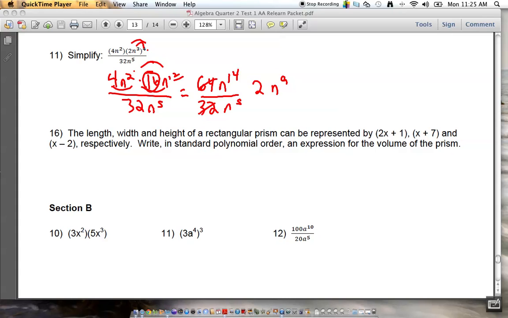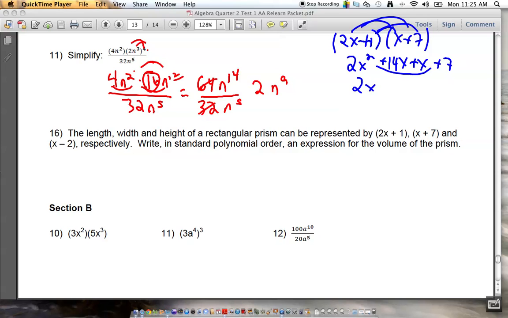Now, next up, number 16, length and width of a rectangle. So I'm just going to, volume is length times width times height. So first I'm going to do 2x plus 1 times x plus 7. And if I do that, double distributing, you could do the box method if you wanted to. 2x squared plus 14x, because 2x times 7 is 14x. 1 times x is x, and 1 times 7 is 7. You can always combine the middle terms. 2x squared plus 15x plus 7.